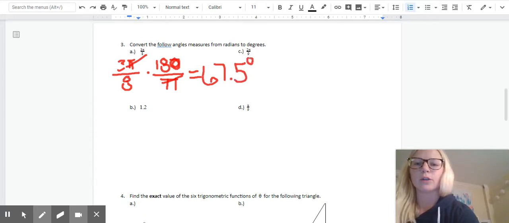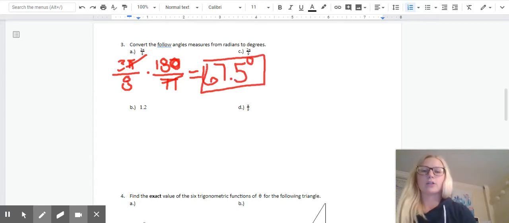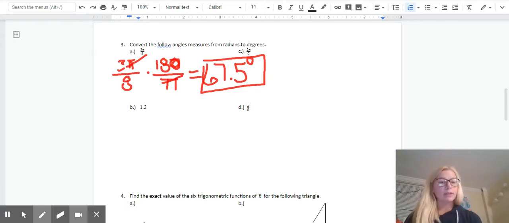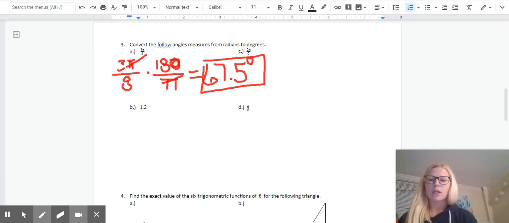Always make sure to include degrees as your unit. So this one you do want to plug into the calculator. It doesn't say write it as a simplified fraction, so that's how you know. Let's say you have something like B. So I'm going to do two examples here.